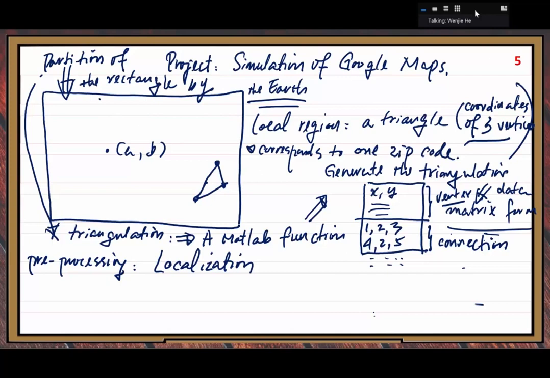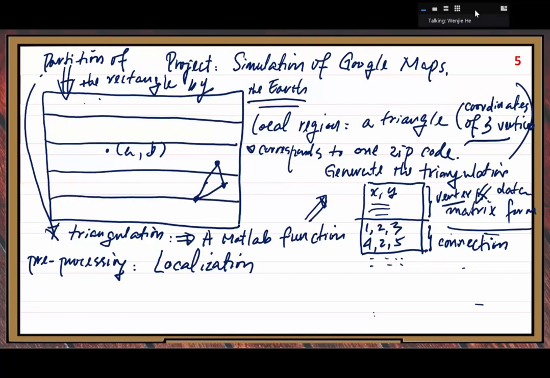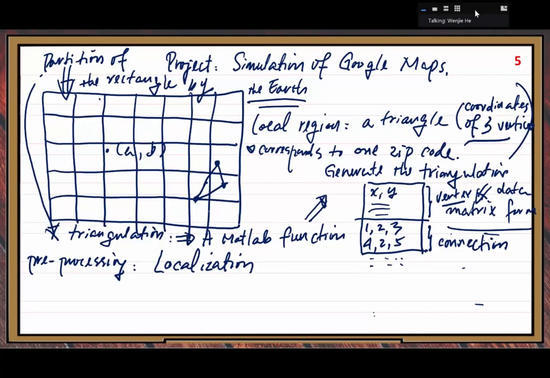Now, I want to divide the whole surface of the Earth into smaller regions. In this triangle, I draw a grid on this rectangle. How about that? That's easy, right? The grid, the width and height are the same. Okay, the simplest grid. In order to make our processing easier, draw a grid. Same width, same height.